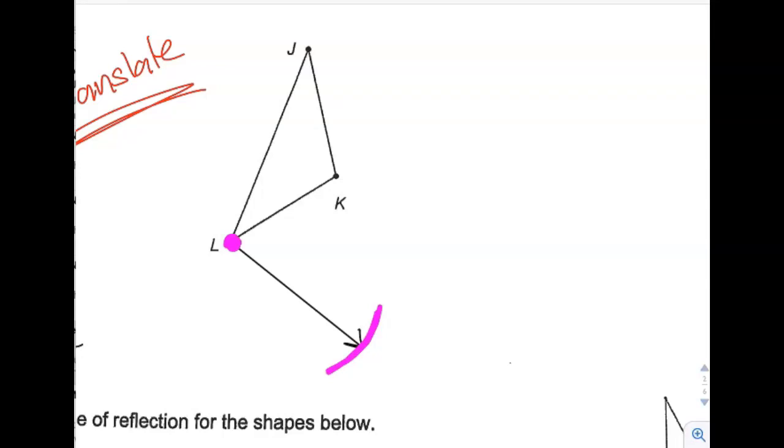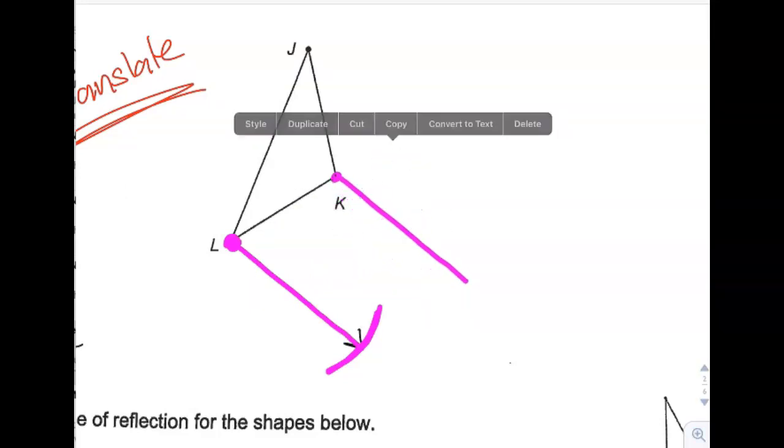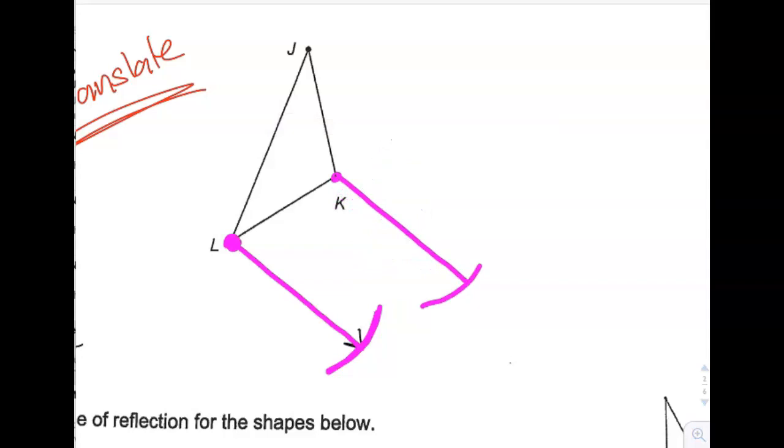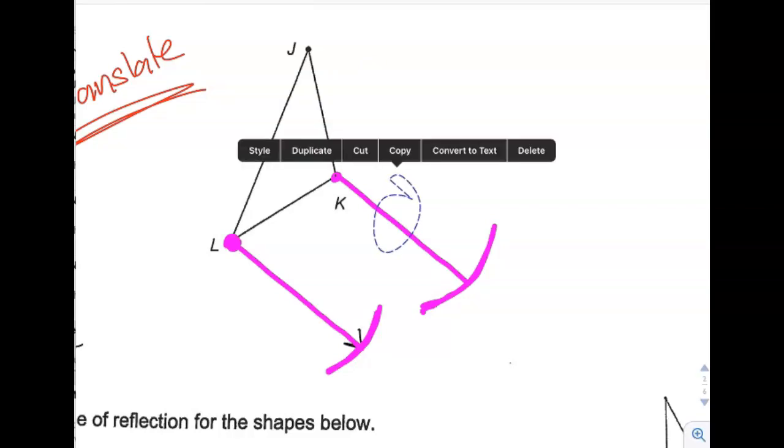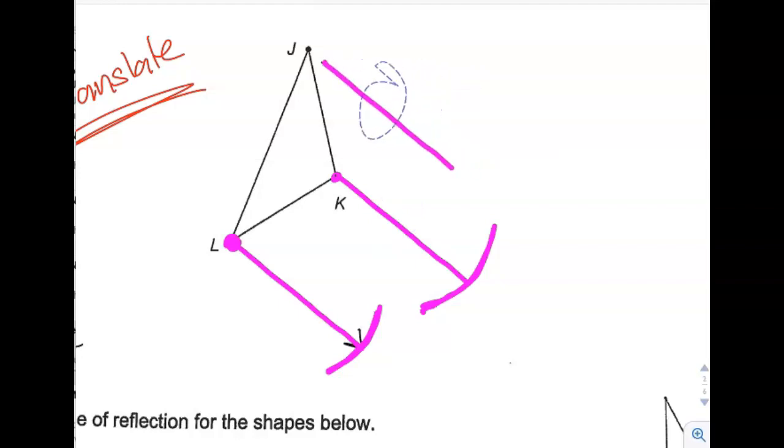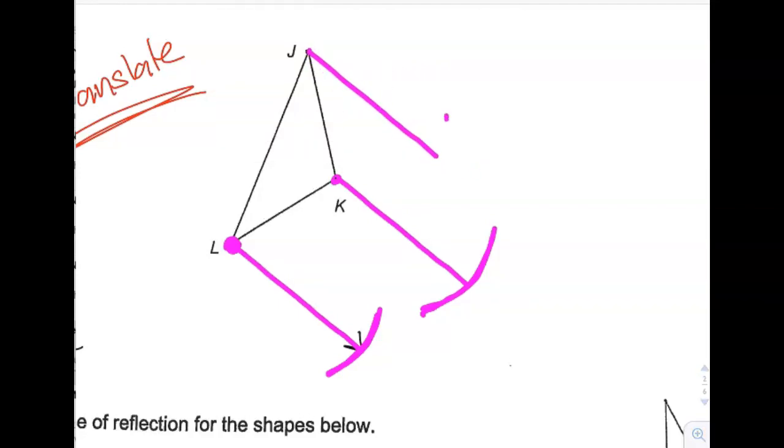Keep that same distance. Now move over to K, and you're going to make that same distance. Your compass is now here, and you're going to make an arc out here. And then do the same thing for J. You're going to put the compass on J and make an arc out here somewhere. So you know they're going to be somewhere on those arcs.